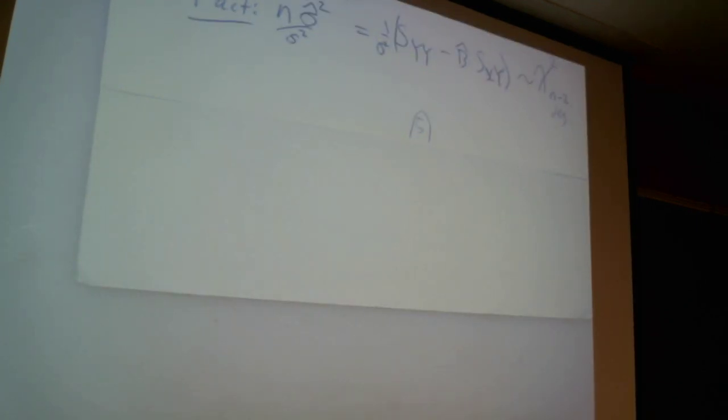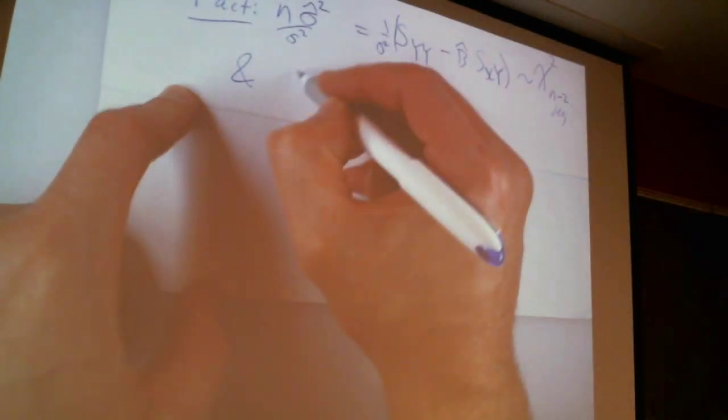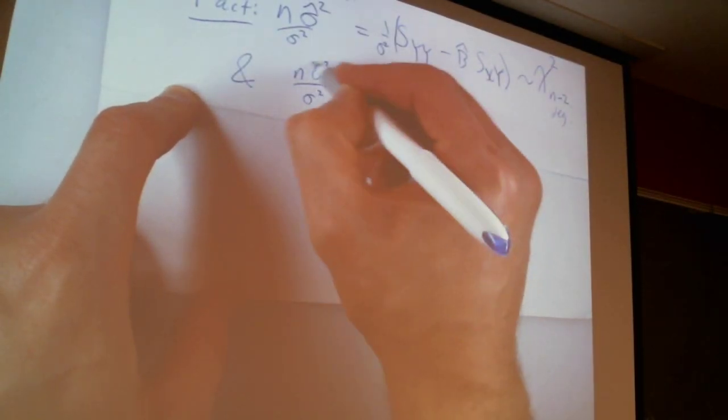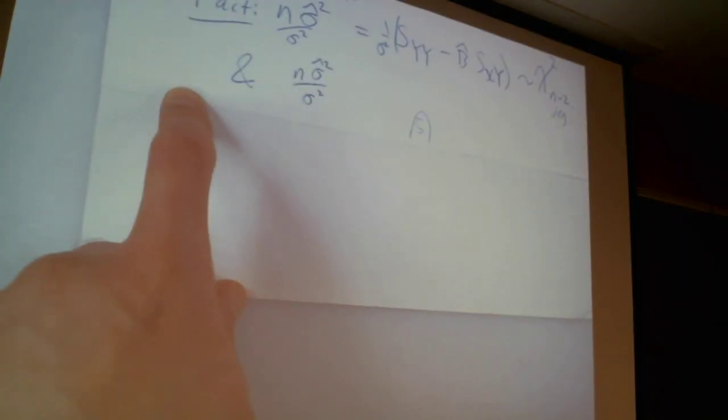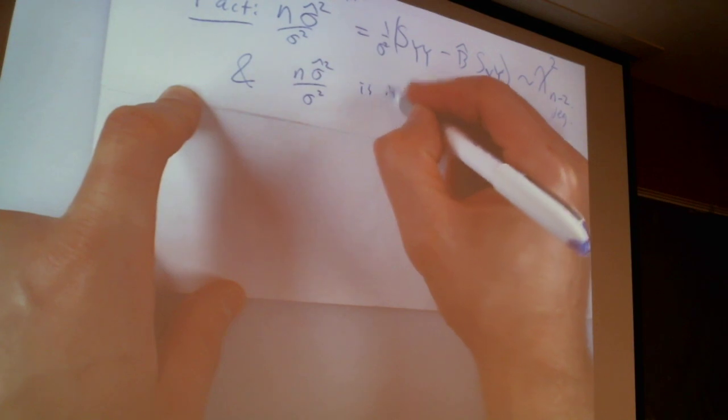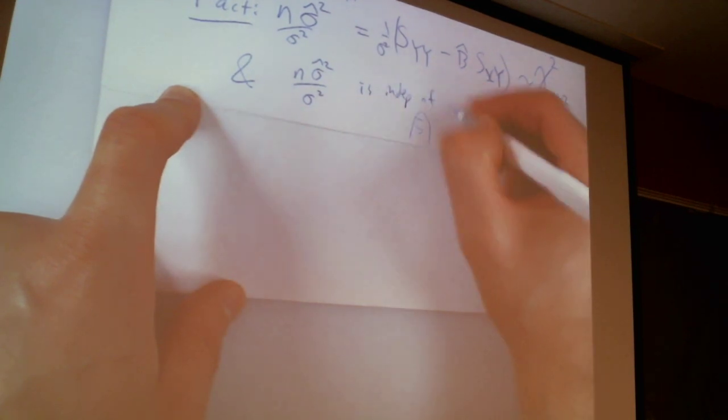And one more fact: this variable, n sigma hat squared over the true sigma squared, as a random variable, is independent of B hat.